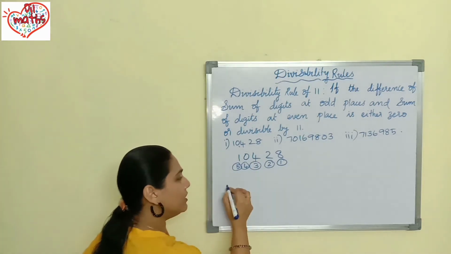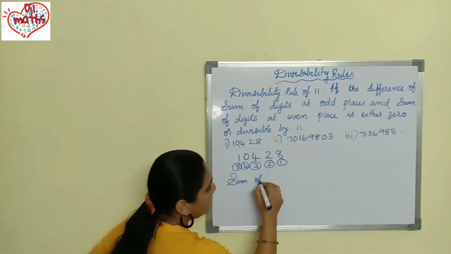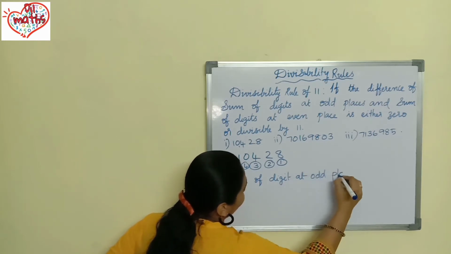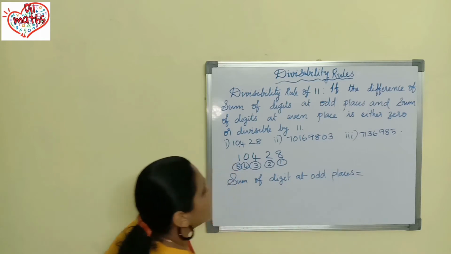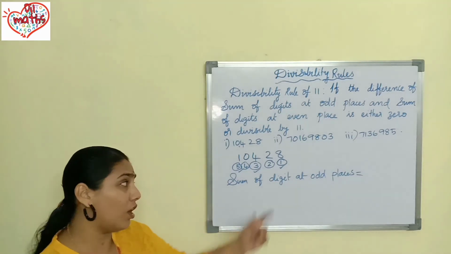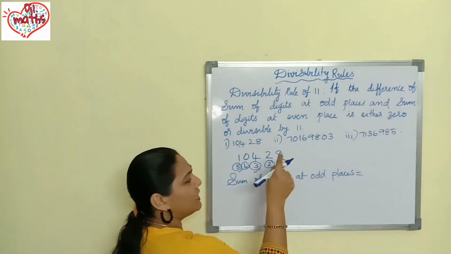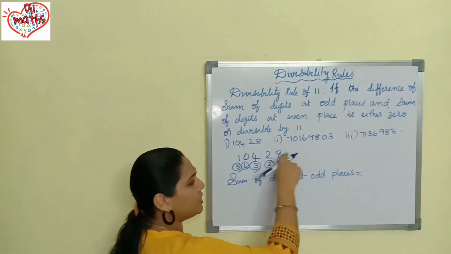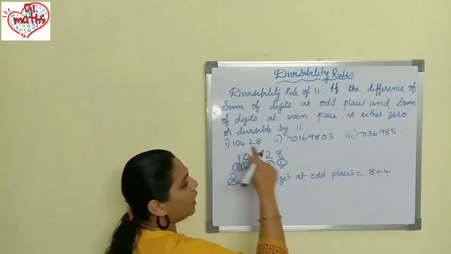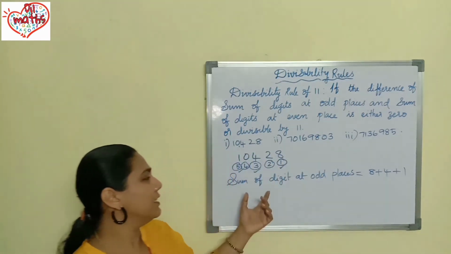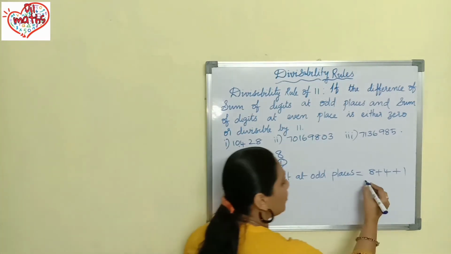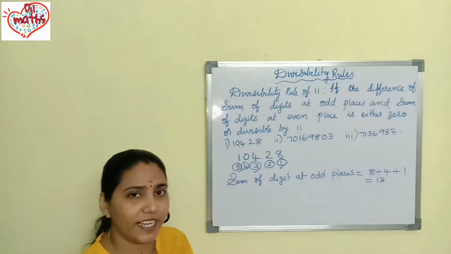So first, what should I do? Sum of digits at odd places. Which are the odd places here? The first place, third place and fifth place. So we have to take the digits in the odd places. First I take 8, then 4, then 1. These are the digits at odd places. So 8 plus 4 is 12, 12 plus 1 is 13. The sum of digits at odd places is 13.